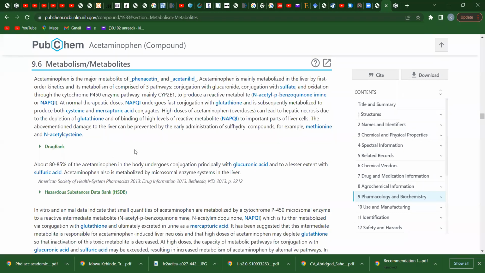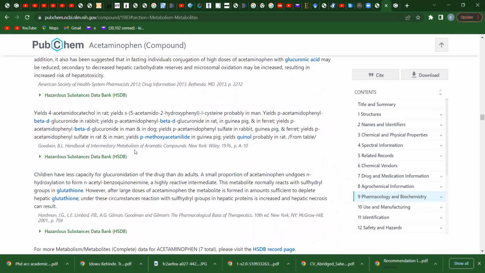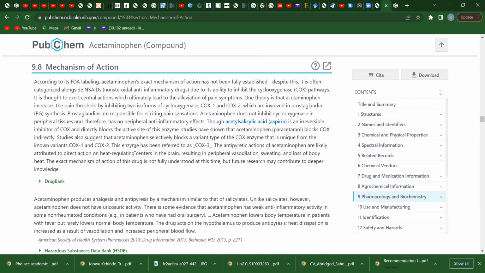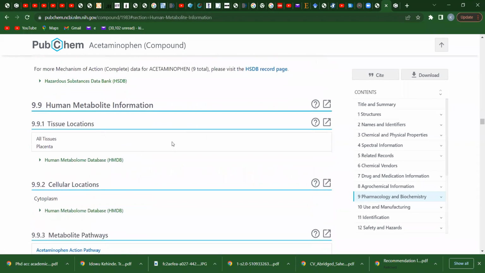Just in case you want to have that information, for people in biological science or pharmacy, PubChem should be one of your friends on information about drugs. So you see mechanism of actions. You see how it works, how it's able to stop fever, how it's able to stop headache. This is explaining that mechanism of action. So I'm showing you that a lot.